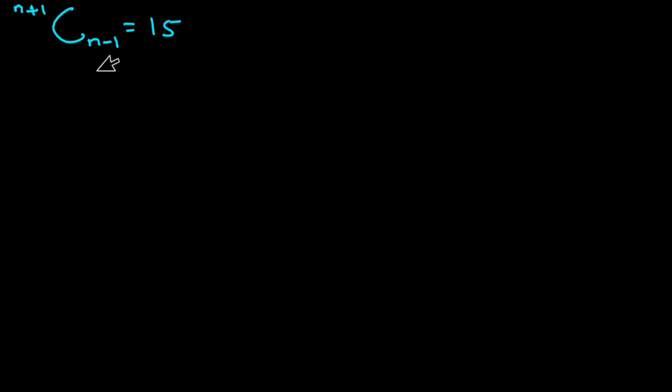Now let's get started. Don't forget that when you have a combination r, this is defined as a factorial over (a minus r) factorial r factorial. So in this case, our a is n plus 1, then our r is n minus 1. So I'm going to use this idea to simplify this one. So now let's get started.